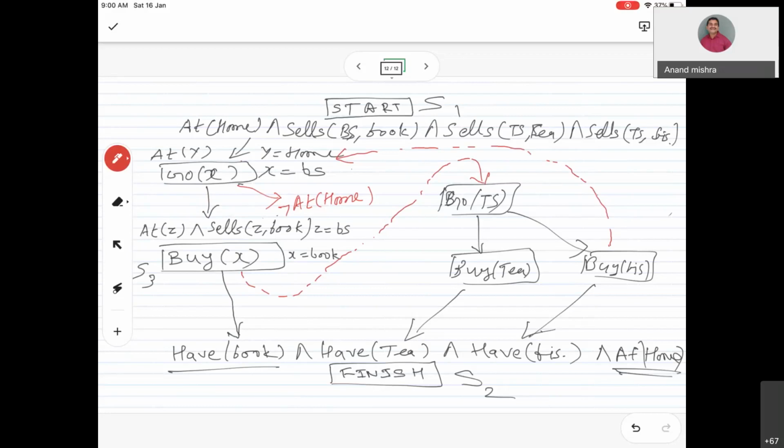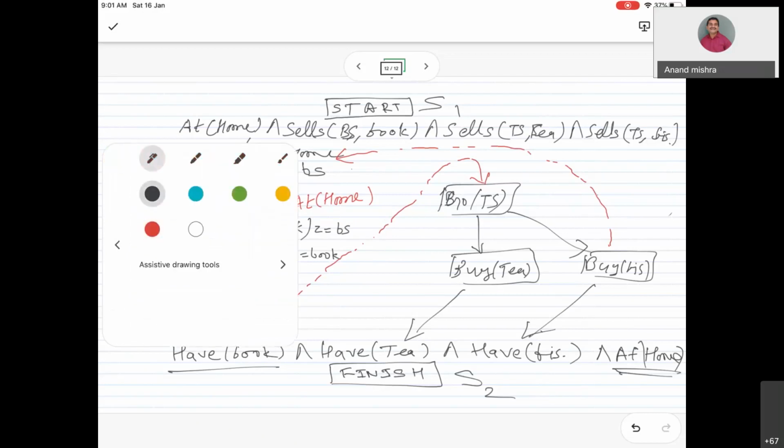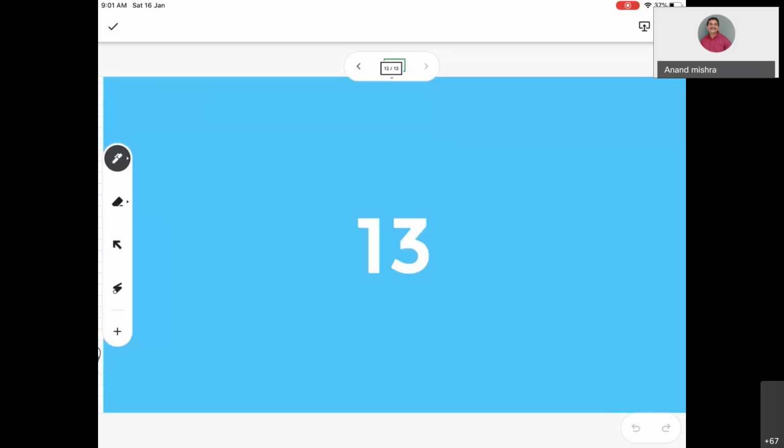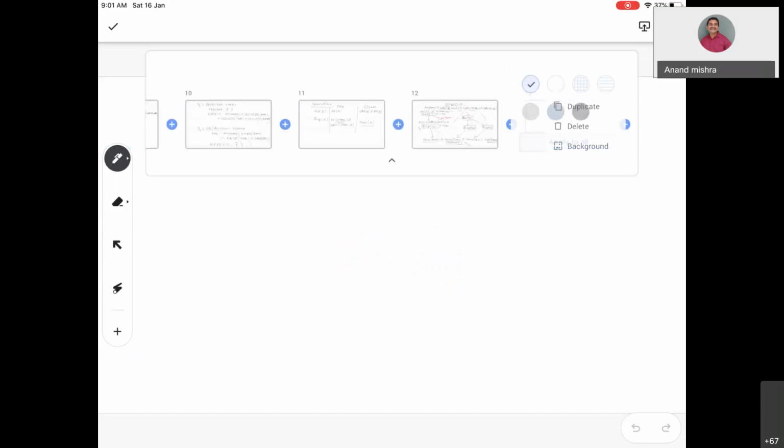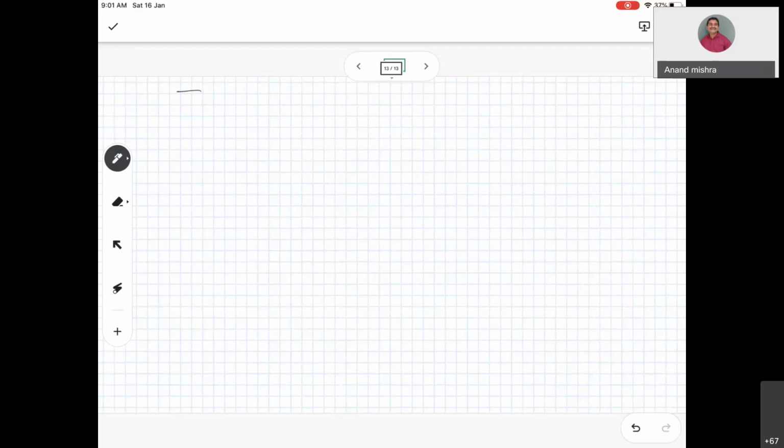You cannot really jump from go X to go bookstore to go tea store, because if from go bookstore you go to go tea store, the precondition for that is that you need to be at home, and that's not satisfied. So that needs to be taken care of, and this is called a threat. So what is the threat here? So formally, let me write it more formally, talking about threat.